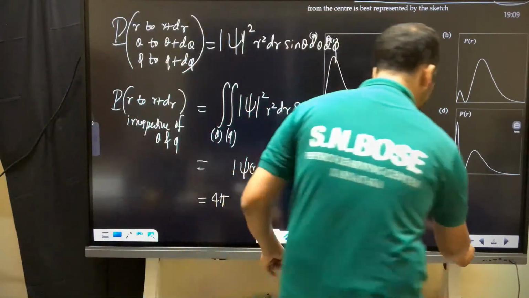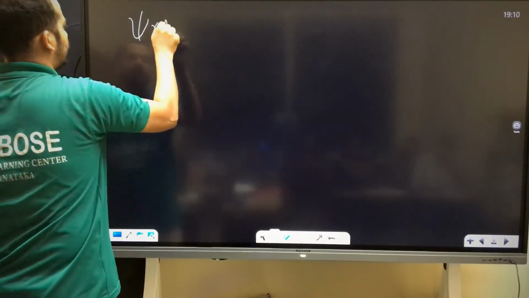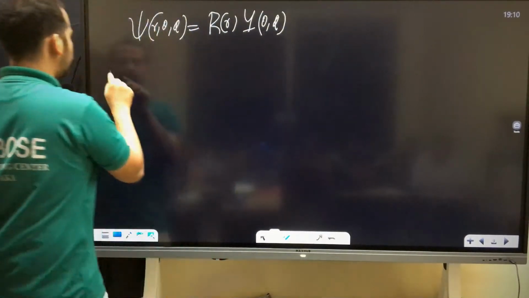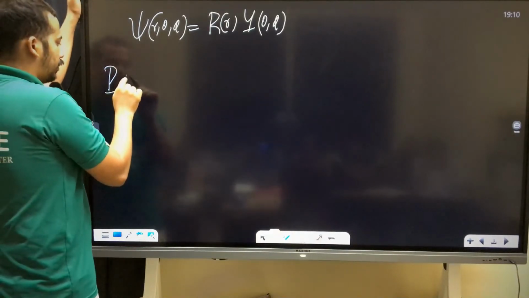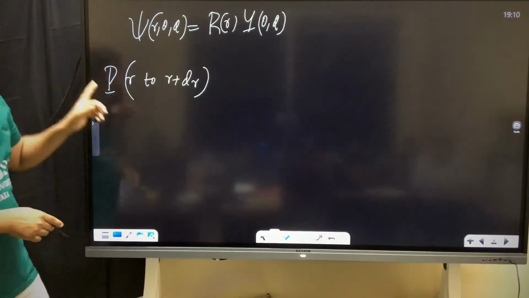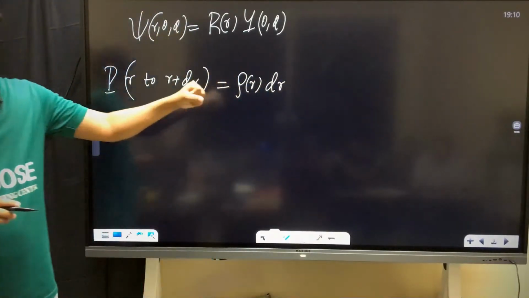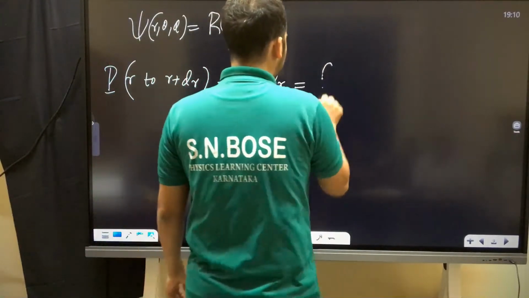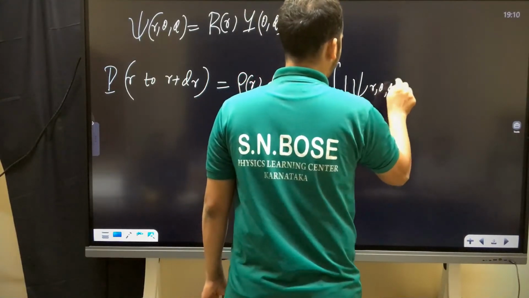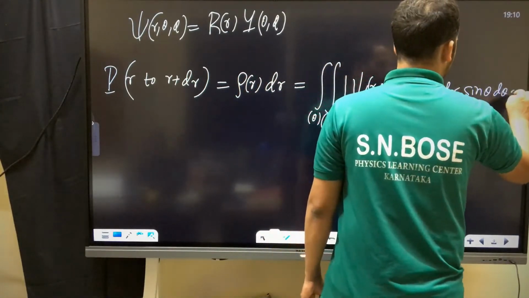Or if I wish to do this generally, the probability of finding the particle, if I write psi of r theta phi as R of r into Y of theta phi. If I want to do this generally, the probability of finding radial distance r to r plus dr, that means irrespective of theta and phi. In Griffiths he has written this as rho of r dr, a very comfortable notation. Radial probability density, you can define it like this. So this is the theta and phi integral of mod psi r theta phi the whole square, r square dr sine theta d theta d phi.